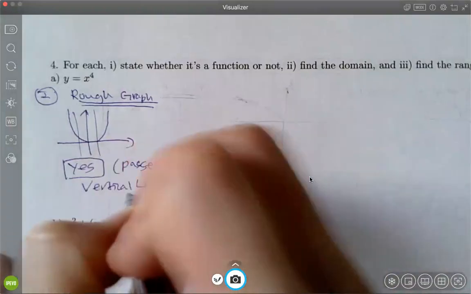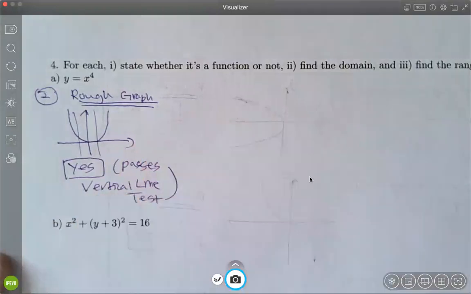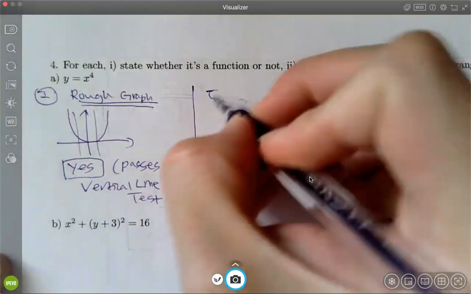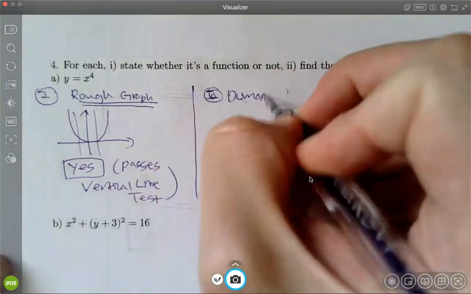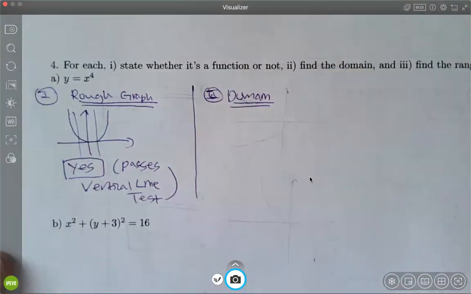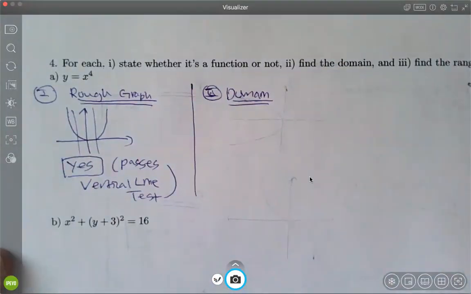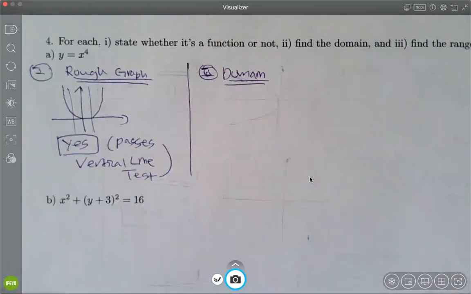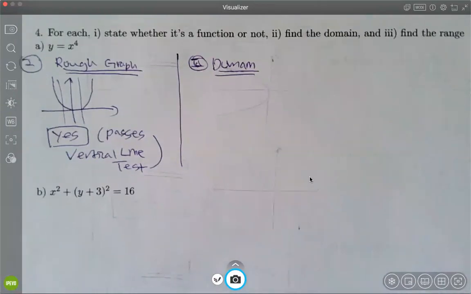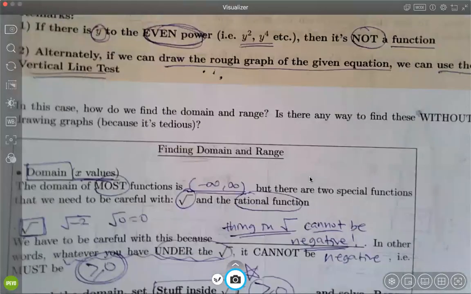So it is a function. Okay, now, what is the domain of this function? Negative infinity to infinity. Everything, yes. Do you see why? So now, go back to this big box here.